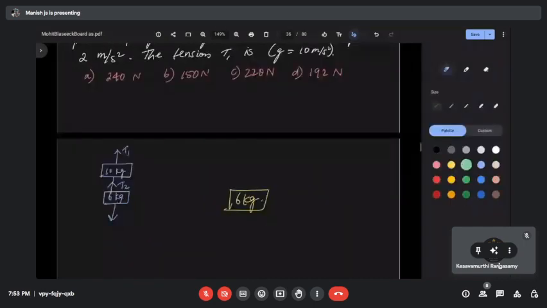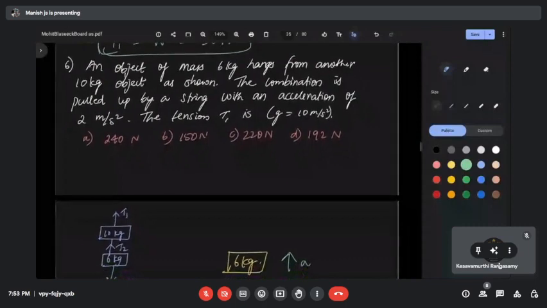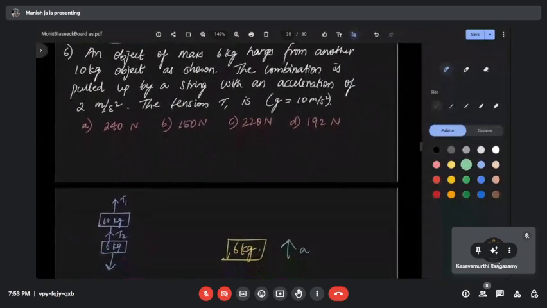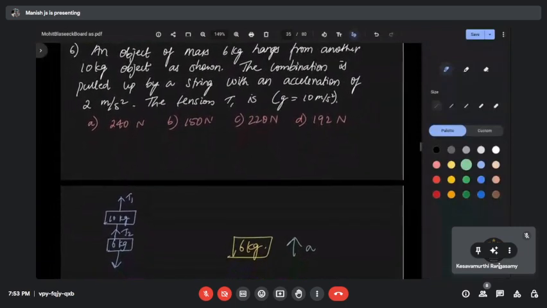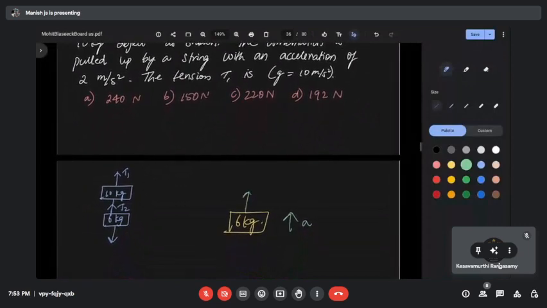Because we are going to pull this system up with an acceleration, obviously there is an acceleration. The combination is pulled up by a string with an acceleration of 2 meters per second square. So a is 2 meters per second square here. On the 6 kg block, there is a rope whose tension is T2. So T2 is acting upwards. Okay?